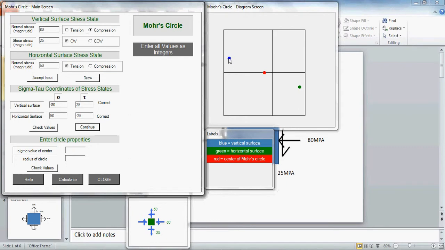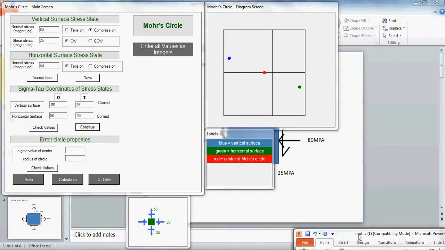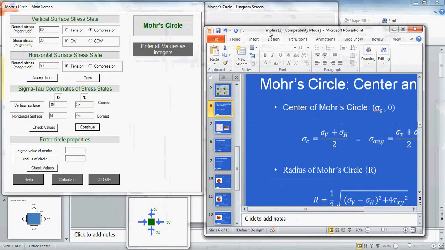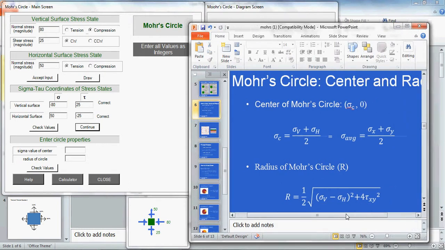Okay, so now you can plot those 2 points. Here the blue is the vertical point. And it's time to calculate to find the center of the circle, which is this red dot here, and the radius of the circle. Now, the equations for that are right here.